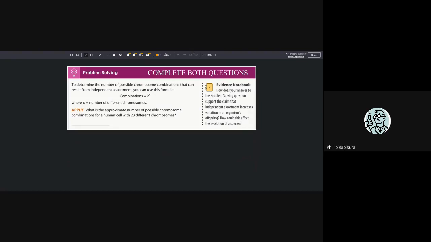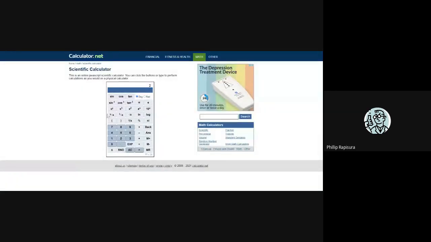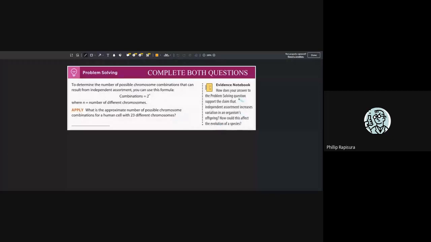So you're going to need to do the same thing here. You'll go 2, and then for your exponent, you're going to go 23. I'm not going to type it in because it's going to give you the answer, and we don't want to do that. So you would go 2, then do your caret key or your X to the Y button, put in 23, and it'll give you a value, and that's the value you would put in for your answer. Don't forget, you also have an evidence notebook question here. Feel free to pause this video so you can write these questions down. All right.